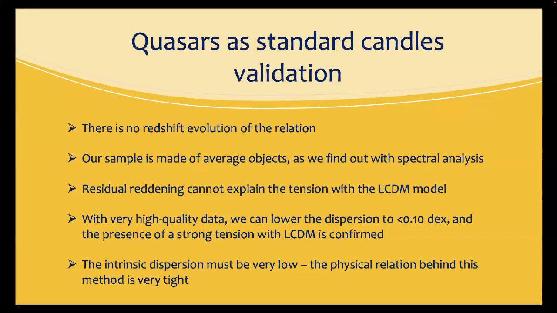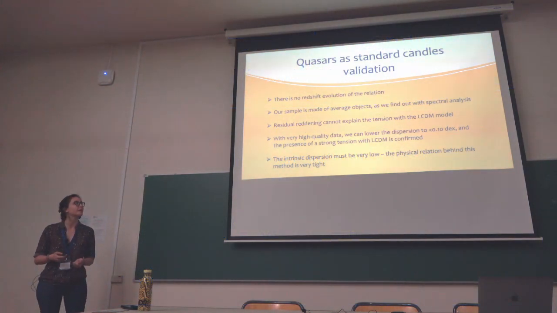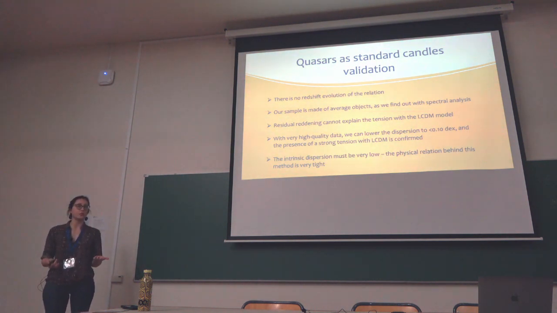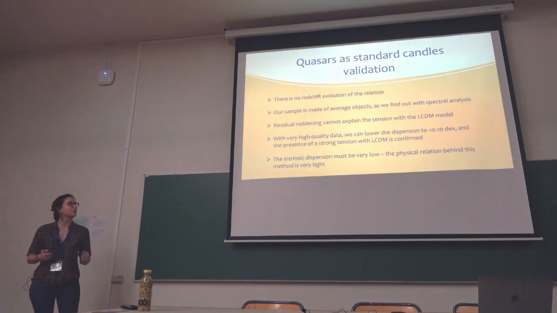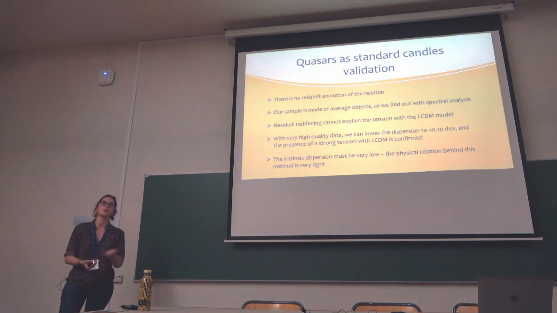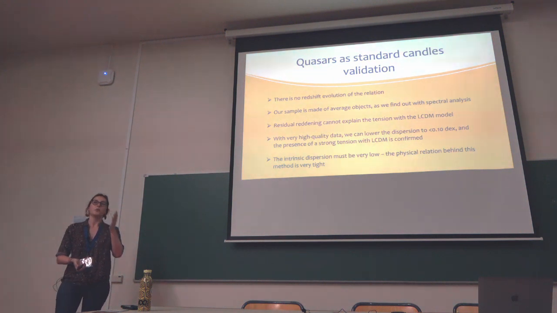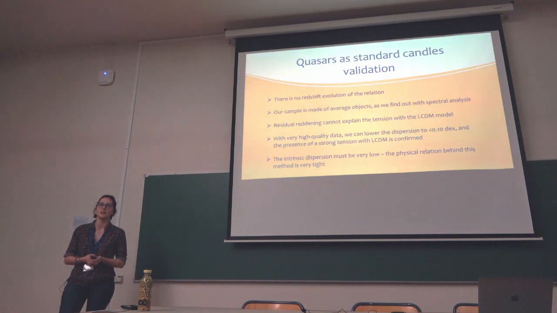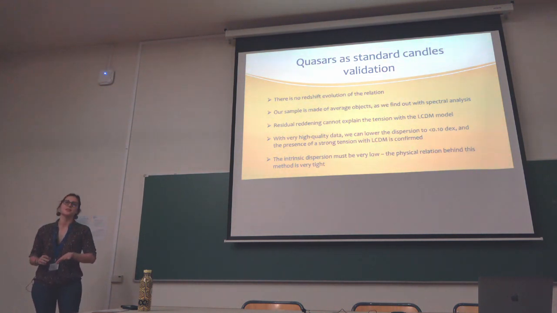And when we have very high quality data, obviously we cannot do it for the whole sample at the moment, but for the ones for which we can do it, we can lower the dispersion to lower than 0.1 dex, and this confirms the presence of a strong tension. And in terms of the physical intrinsic dispersion of the relation we are using, it must be very low, and this is important information if we now want to try to understand the quasar physics which is behind the relation that we're using.